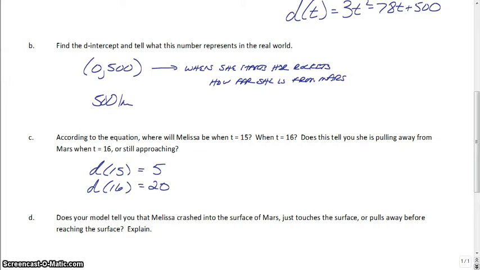So since the distance is getting greater now, that means this is when she is pulling away. Again, you could just look at the graph and see if it's getting towards the x-axis or away from the x-axis, but those are the values that you need.